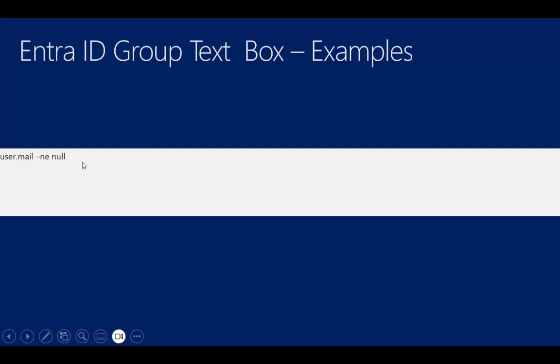User.mail does not equal null. So what this one is showing is that we absolutely support the use of null in your expressions. So if you wanted to get all users that do have mailboxes, this expression would do that, because those users who do not have mailboxes would have nothing there, a null value. So we're trying to weed those out, as an example.